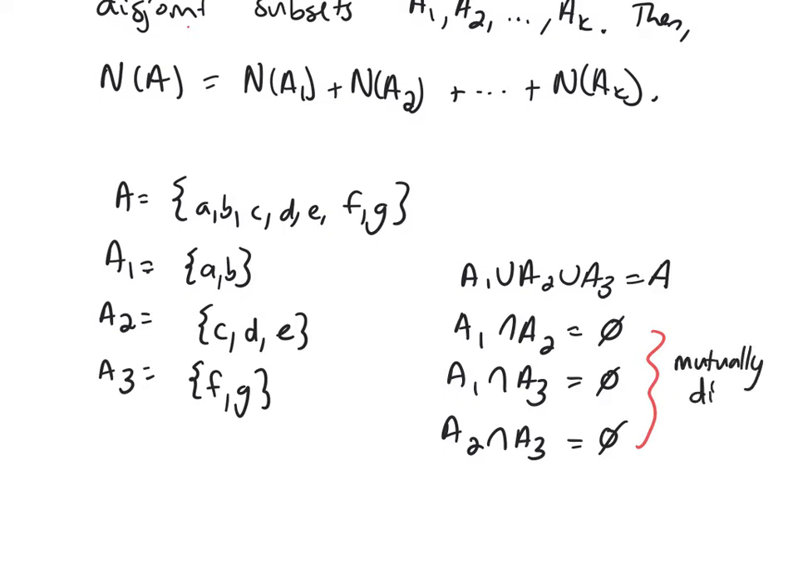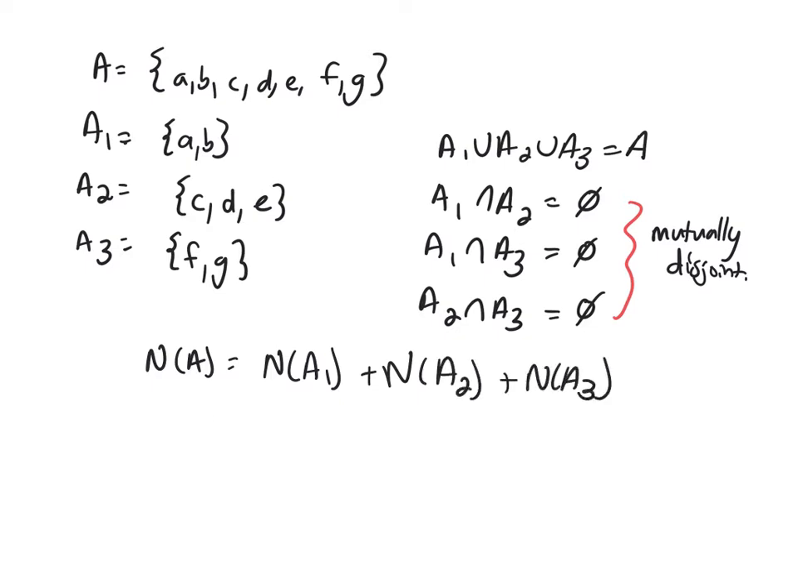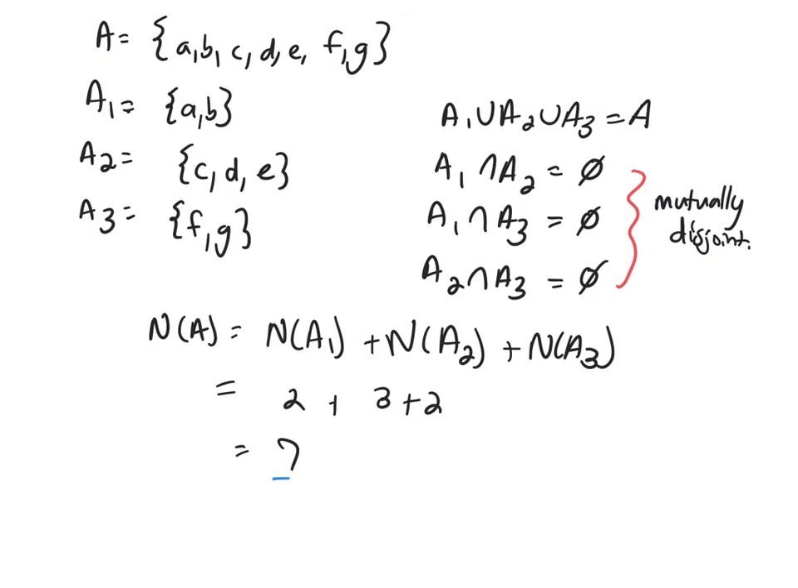Because they're mutually disjoint, if I didn't know the number of elements in A, one way we could find that out is by adding up the number of elements in A1, A2, and A3. So in particular, the total number of elements I have in the set would be 7. So it's another way of counting elements of a set.